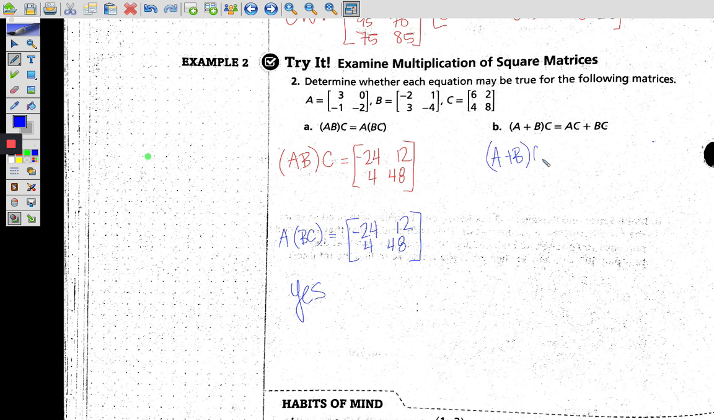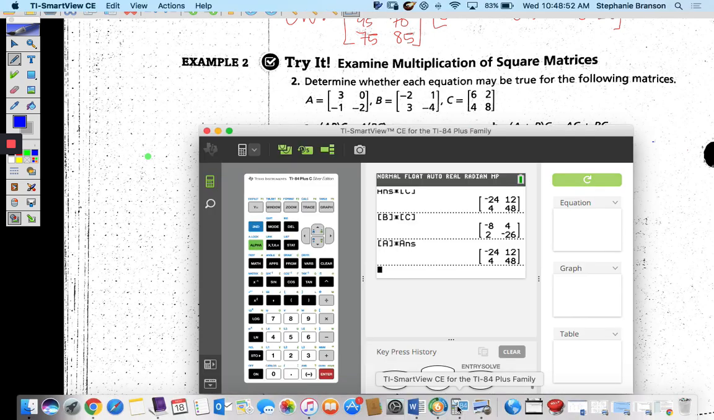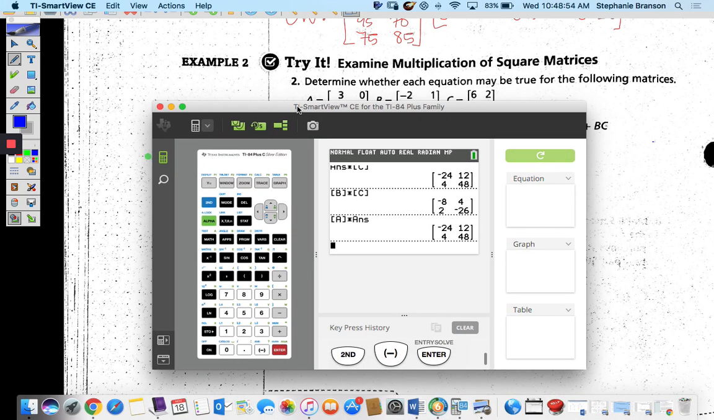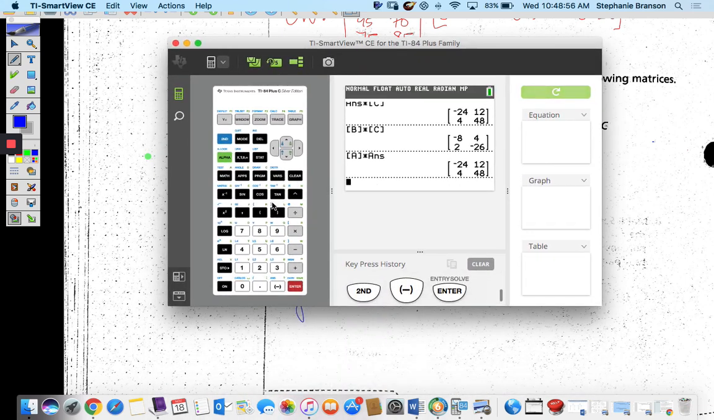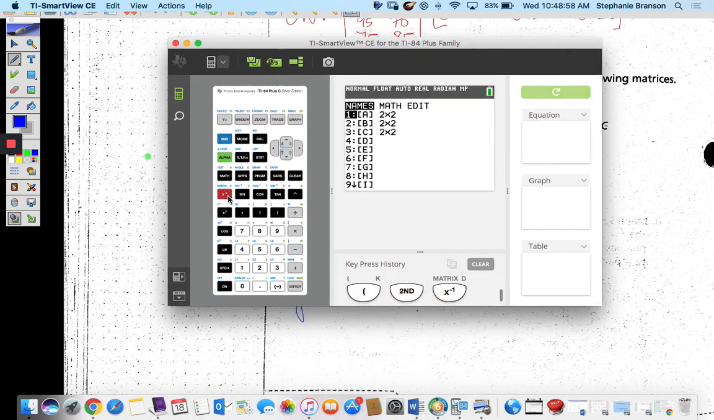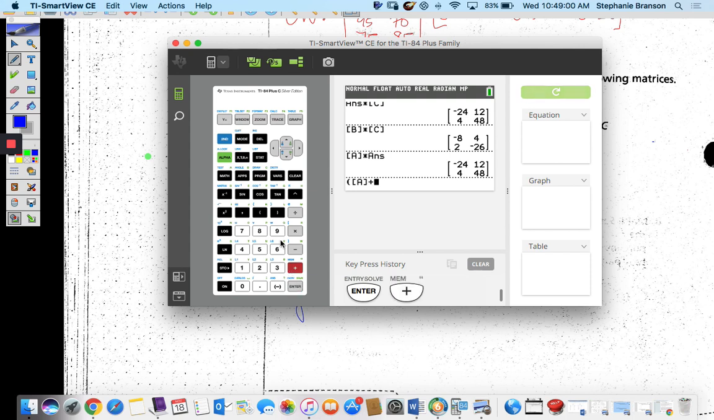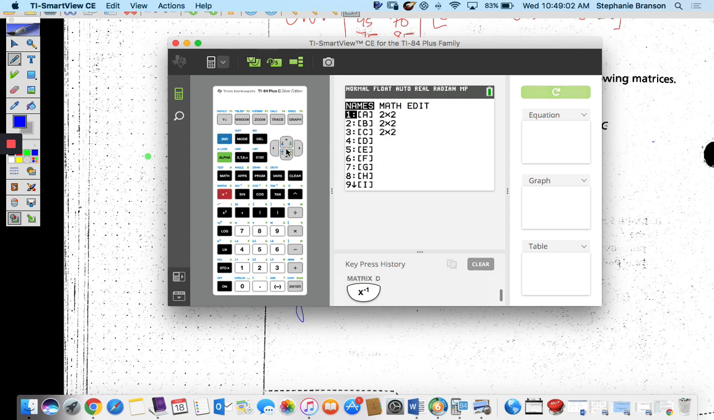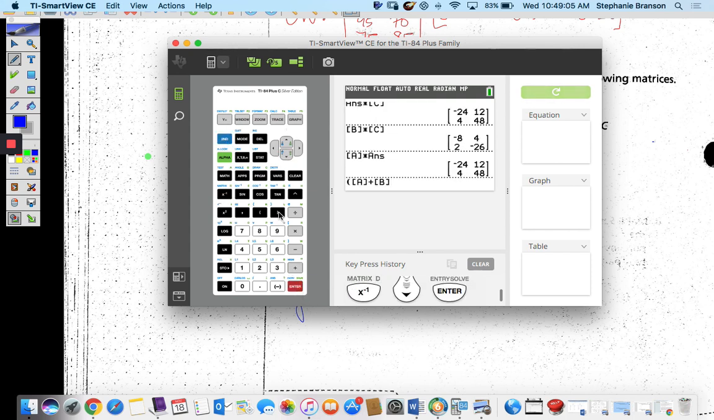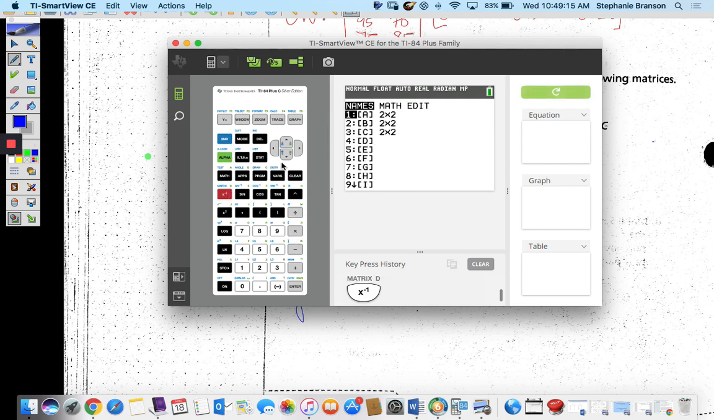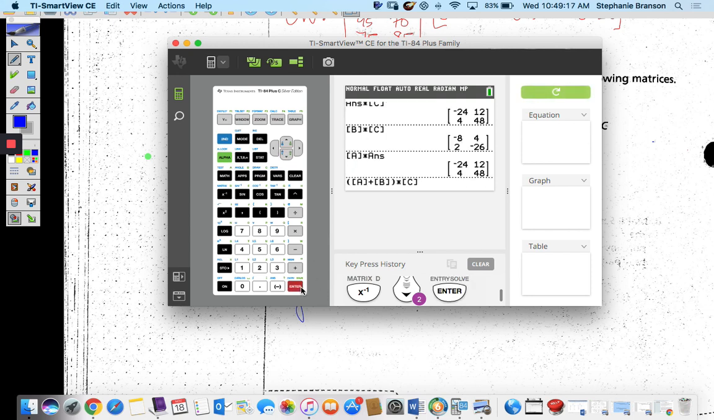Let's see if we can use just regular operations when we type out this next one. A plus B, so I'm going to put it in parentheses. A plus B, and then was it times C? So times C.